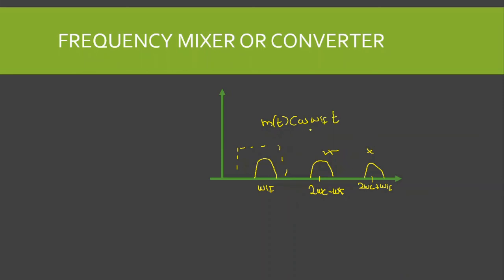So thus the frequency conversion has changed the frequency of the modulated wave, which was m of t cosine omega c t, from omega c to another frequency, which is omega if, which in case of radio receivers is the intermediate frequency.